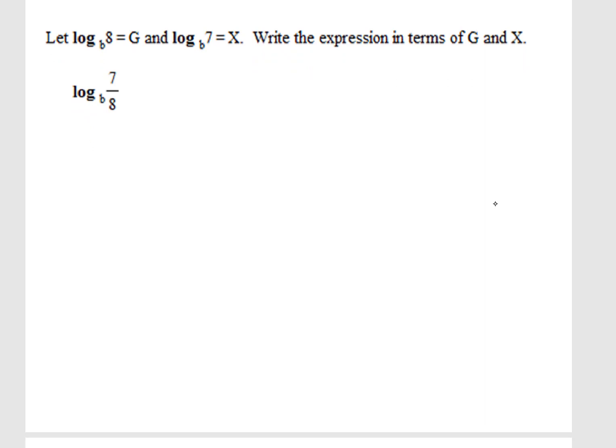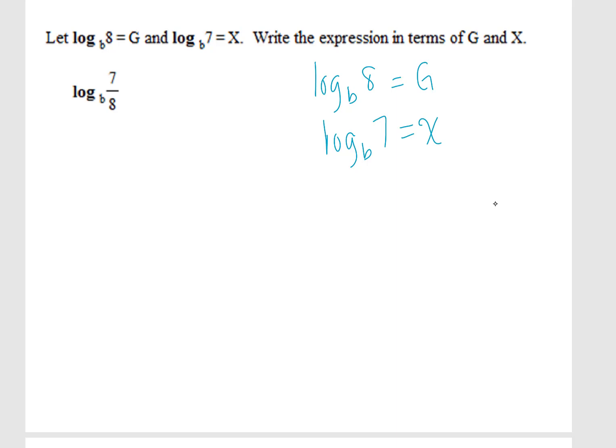Okay, this gets a little tricky, but I think after I explain, it'll be better. So it says, let log base b of 8 equal g. So any place that I see this, I can replace it with just g. That's what it represents. And then log b of 7, if I see that, I can replace it with x. And then they want me to write this expression in terms of g and x, okay?